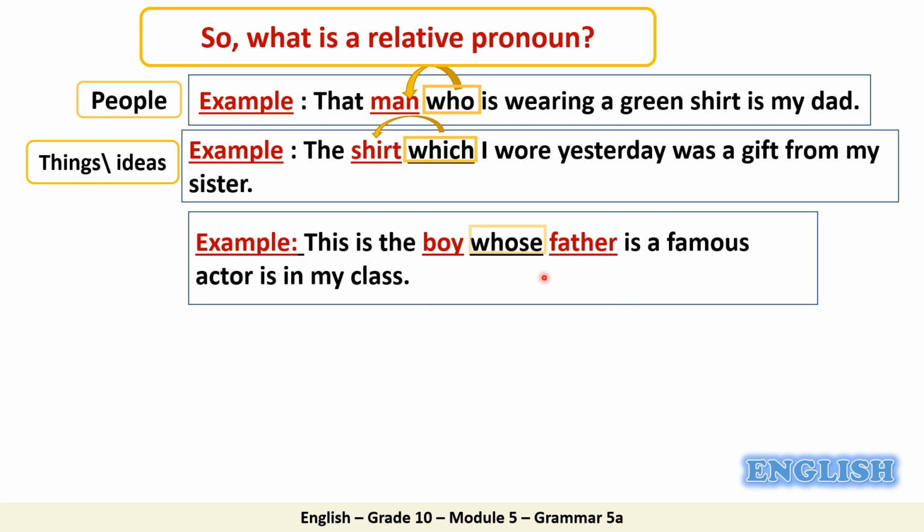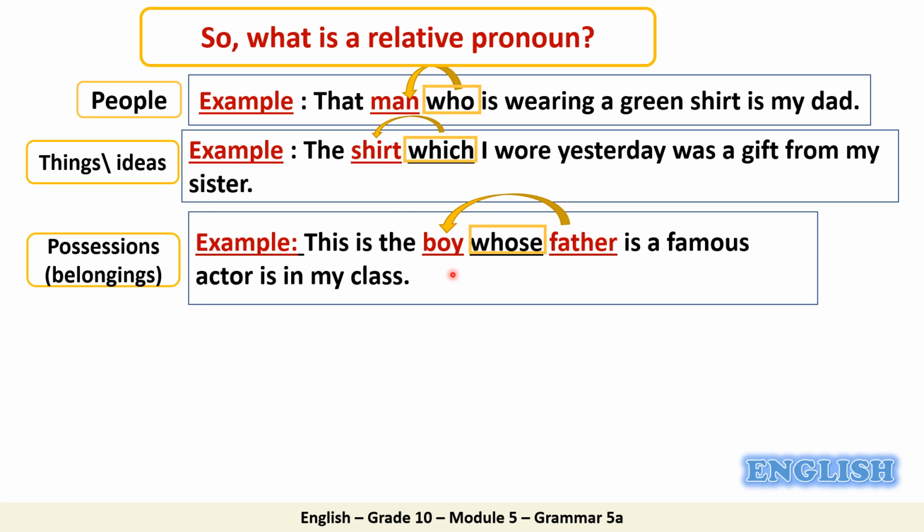Now we have whose, and then we have two subjects, the boy and the father. As you can see, the father refers to the boy. When do we use whose? Let's check it out. We use whose when we are talking about possessions, belongings. So the father belongs to the boy.